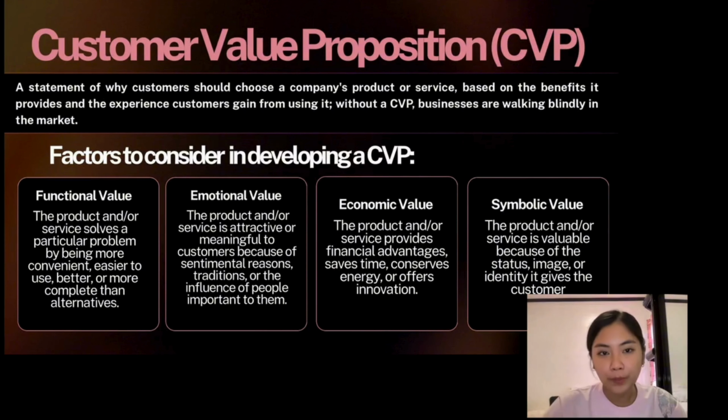Next is symbolic value. The product or service is valuable because of the status, image, or the identity it gives the customer. A good example for symbolic value are brands like Chanel, Dior, and Hermes, because these brands have symbolic value and give a person a specific high status or image when one is able to purchase these high-end products. As a memory tip for the factors to consider in developing a CVP, we will just remember the word FEES: functional value, emotional value, economic value, and symbolic value.